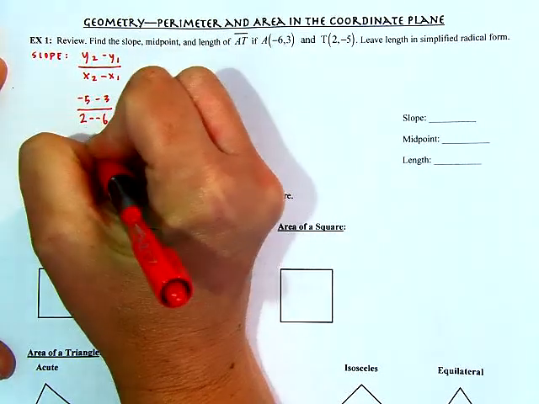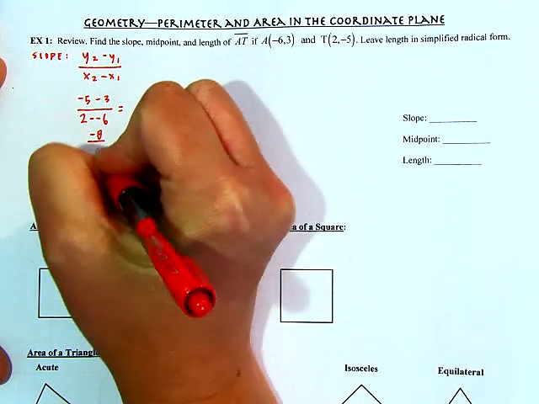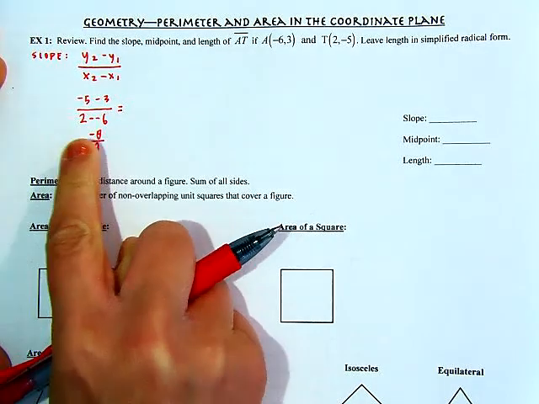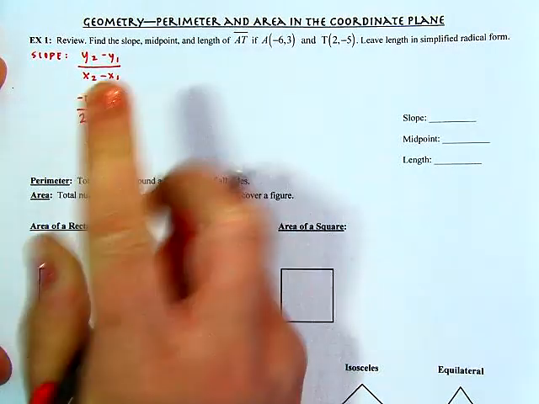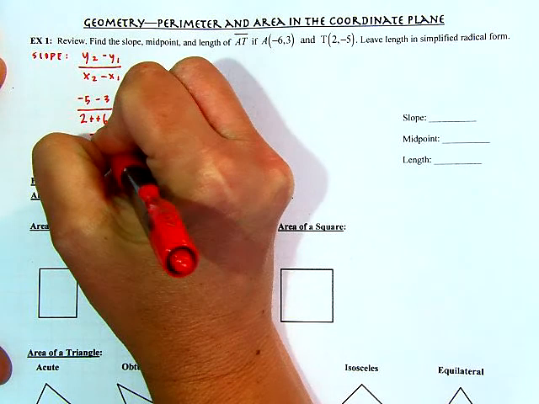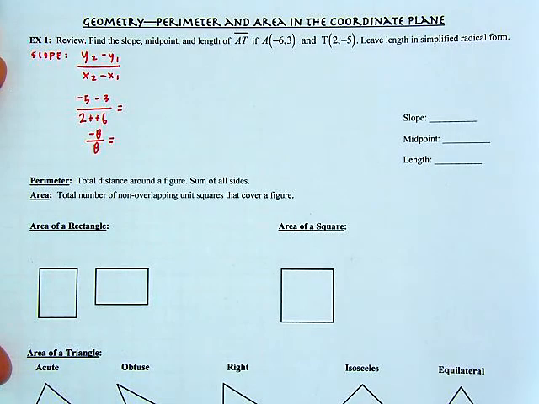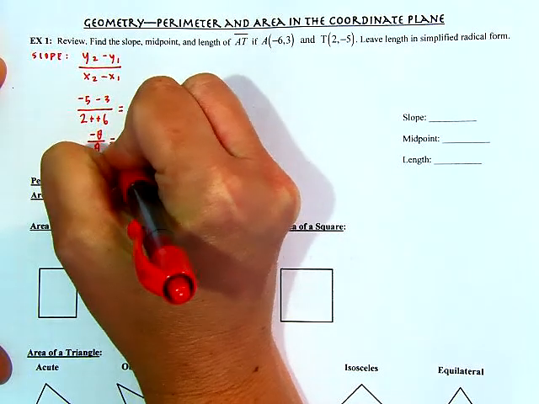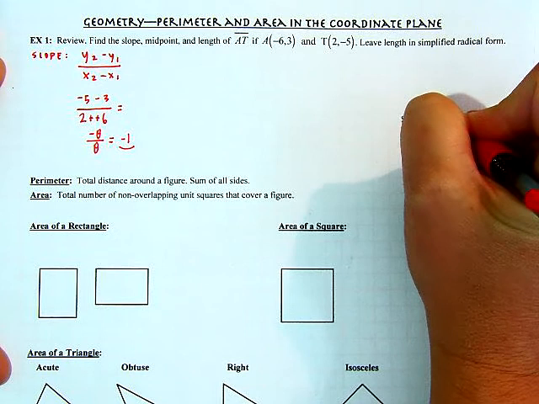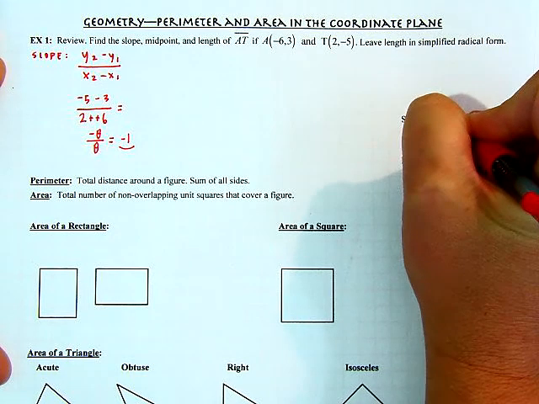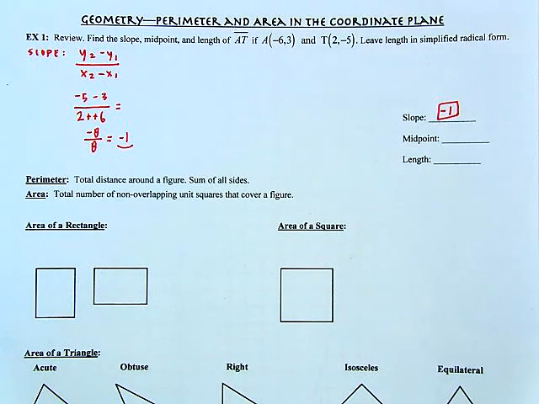So on top I have negative 8, and on bottom I have positive 8, because when I subtract a negative it goes to a positive. So negative 8 over positive 8 is negative 1. So I know my slope is negative 1. Okay, next, midpoint.